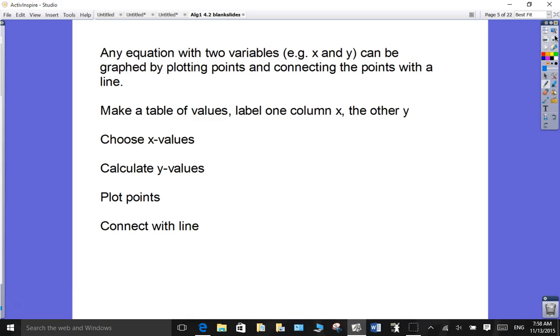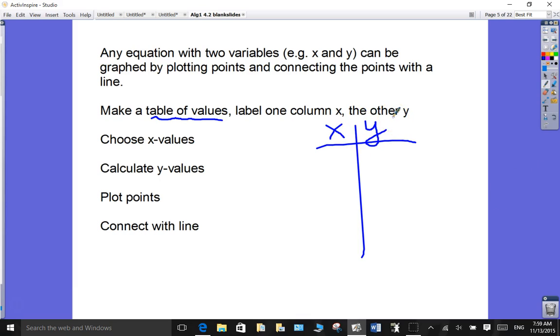Because if you don't know what it looks like at all, where else are you going to start other than, okay, let's see what it looks like? Make a table of values. So this is usually the starting point. Right? A table of values looks like that.